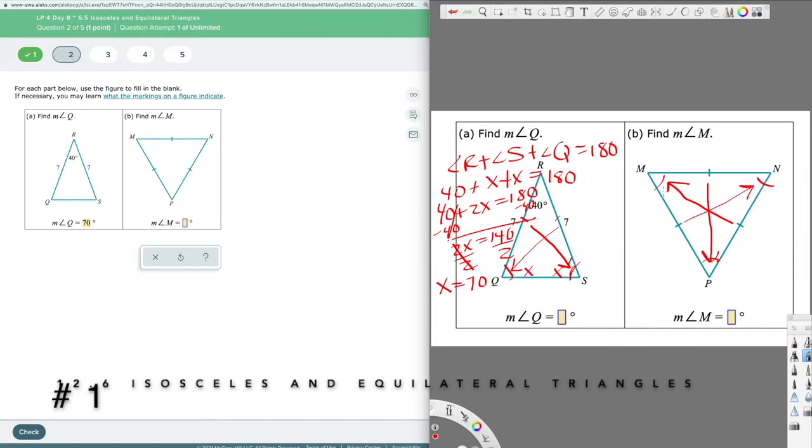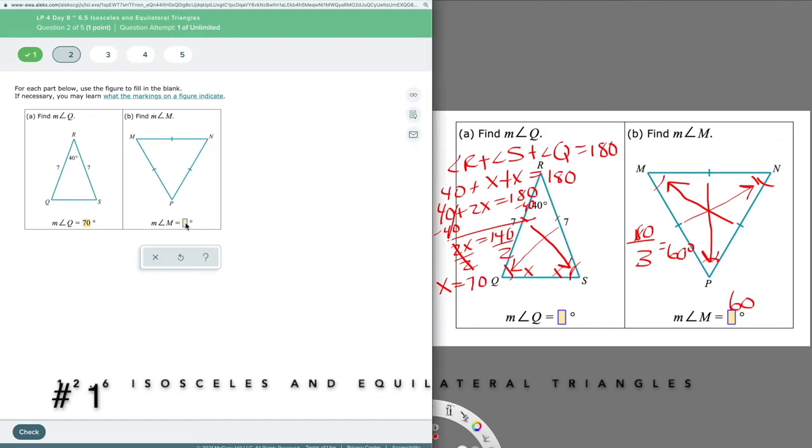I still have 180 degrees to deal with, and what I want to do is just divide it up evenly into 3 pieces. So 180 divided by 3 is 60 degrees. So whenever you have an equiangular triangle or an equilateral triangle, no matter how large or small it is, all of your angles will be 60 degrees. So that's just one of those little things. If you can remember that, then you don't have to do the calculation.